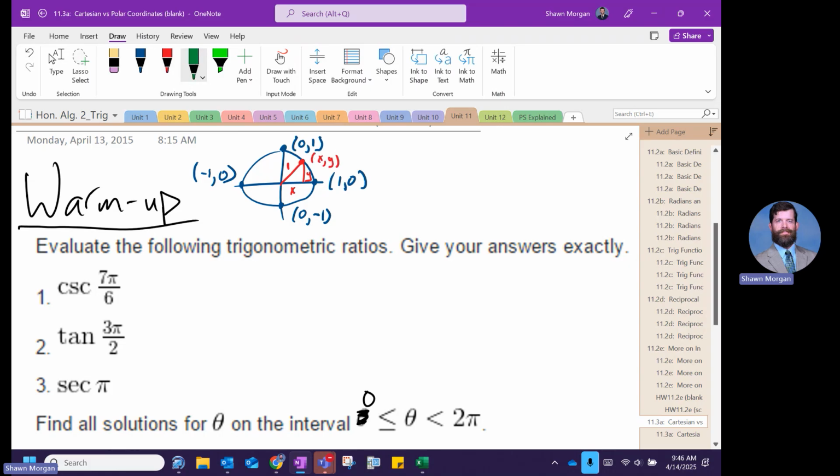So now I can say, cosine of my angle equals the adjacent over the hypotenuse, which is x over 1, or just the x coordinate. Sine, similarly, is the opposite over hypotenuse, which is the y coordinate. And then tangent, as we've discussed recently, is y over x.